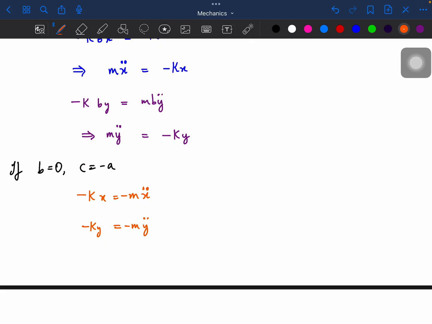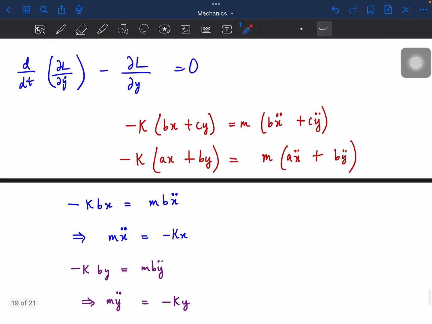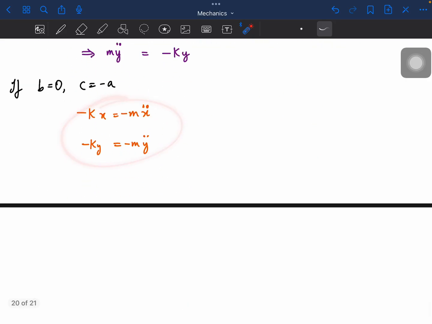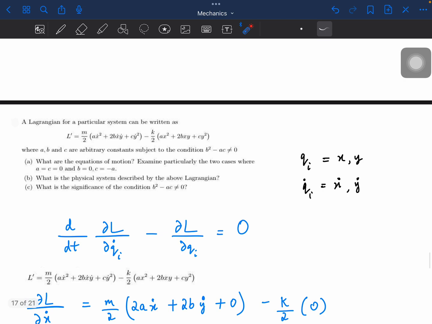Sorry, that should be minus A also. Okay, this is the same thing as just substituting B is equal to 0 and C is equal to minus A in these two equations, and from that we will get these two equations. So this part of the question is also over. Now, what is the physical system described by the above Lagrangian they are asking?